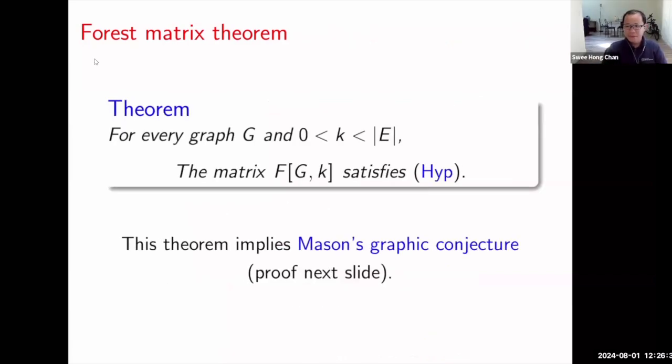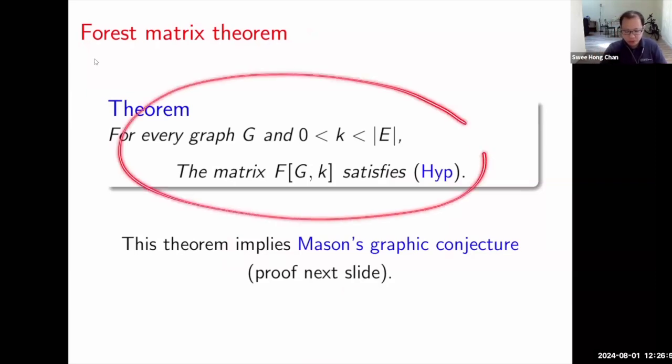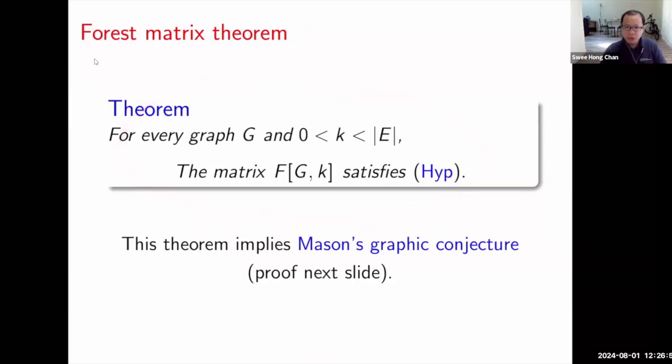No question? Okay, then let us continue. So now we have seen that Mason's conjecture can be reduced to proving this Forest matrix theorem, that this matrix satisfies the hyperbolic property.